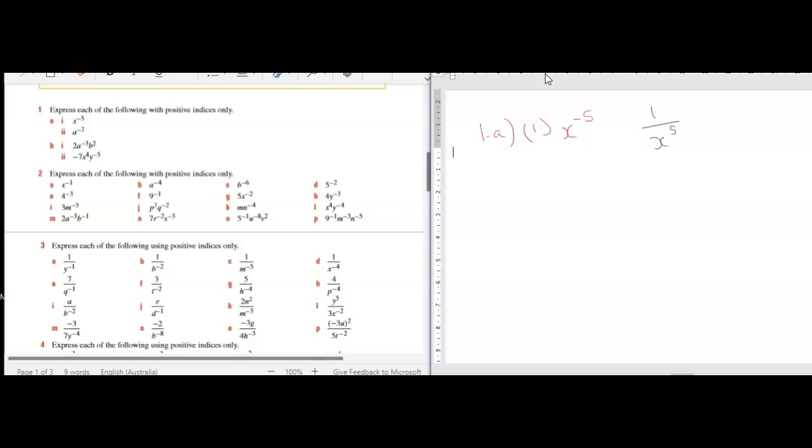Let's have a look at question B, part I. So we've got 2a negative 3b to the power of 2.